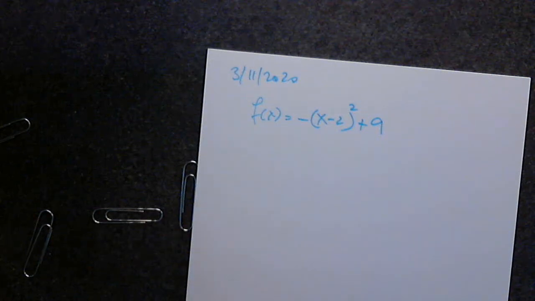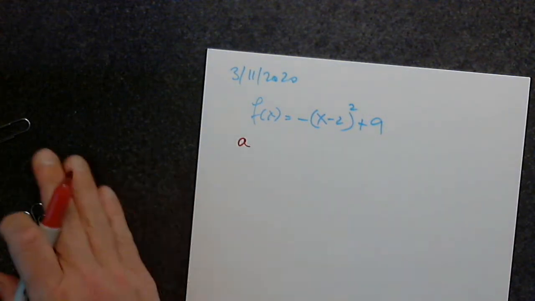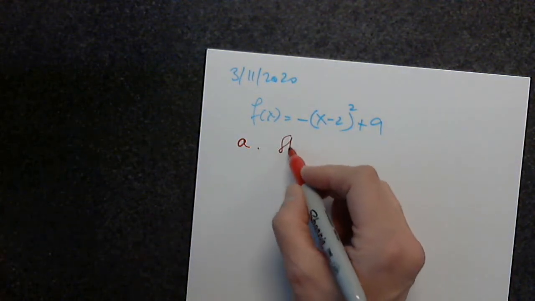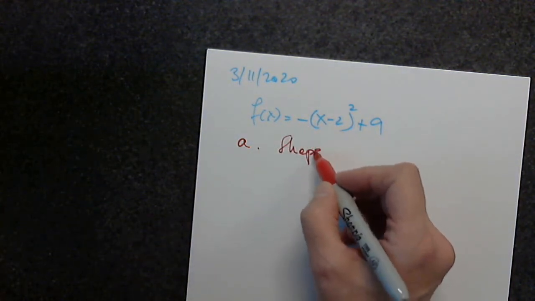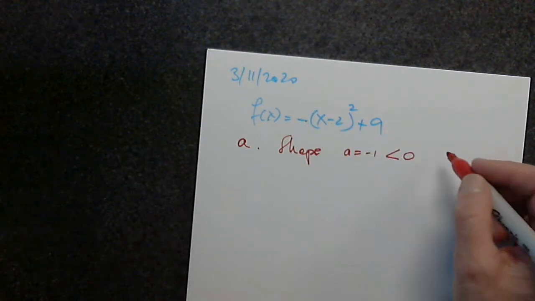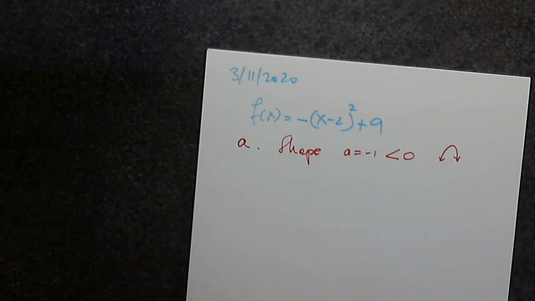I will put the problem in the correct order. And the question is asking us to identify domain and range, etc. Okay, so in part A, obviously I will determine the shape. Since the leading coefficient is -1, which is a number less than 0, I know now that the parabola has a maximum.